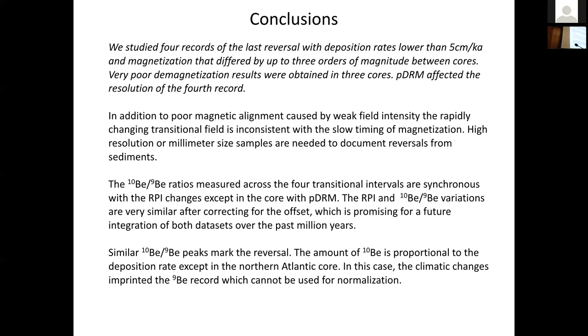Just to put in perspective, I wouldn't try a Holocene PSD study at sediments accumulating at 5 centimeters per 1,000 years. You wouldn't be able to resolve most of the variations in the Holocene when the field is strong. Absolutely. So there's no reason we should expect it to all of a sudden magically work for a reversal transition where the field is much more complex. We need to find much higher accumulating archives to really get any sort of resolution.